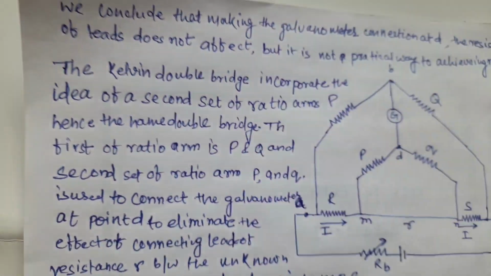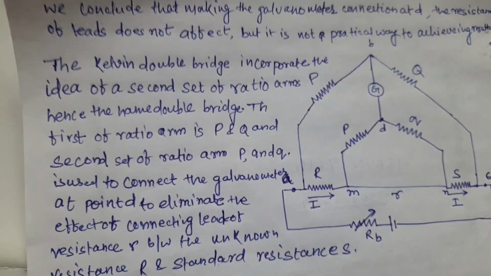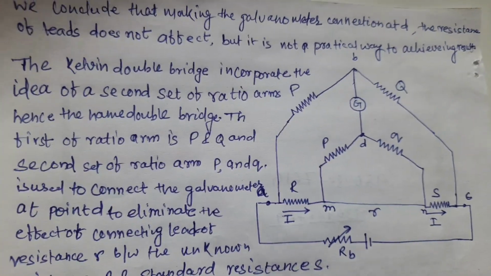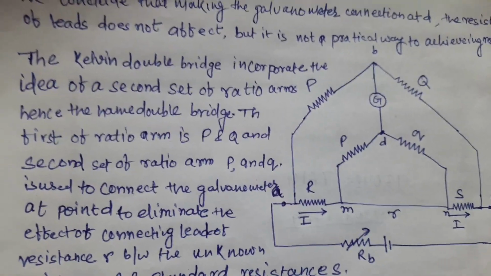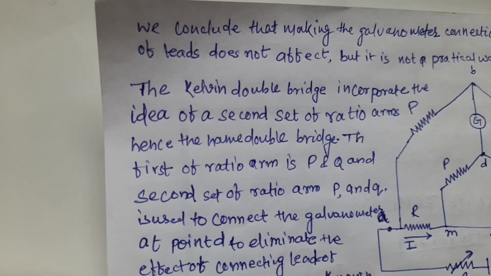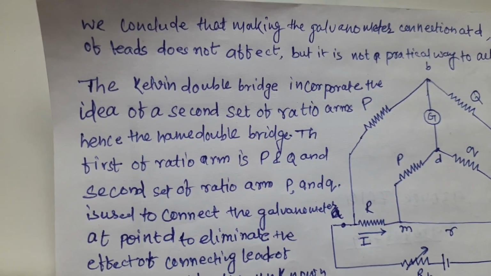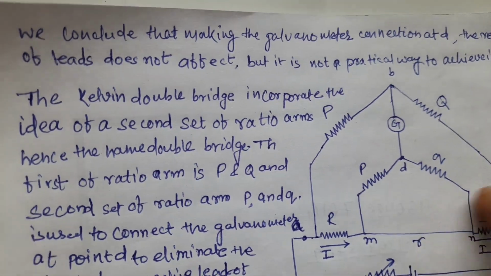So we have modified the Wheatstone bridge, and the modified Wheatstone bridge is called the Kelvin double bridge. The Kelvin double bridge connects two sets of ratio arms, that means capital P and Q, and small p and q.